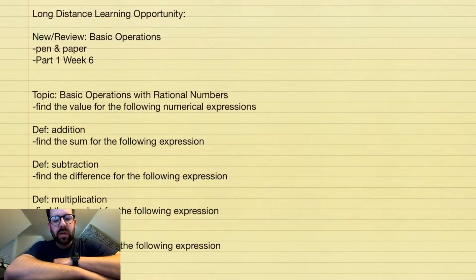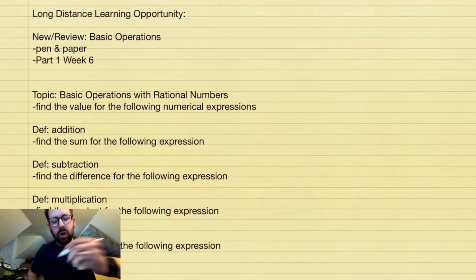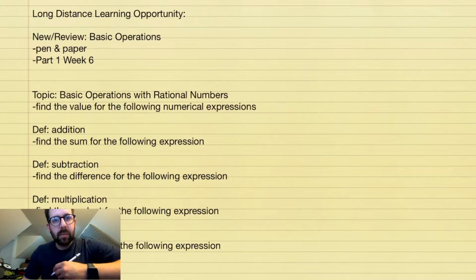So the vocab words that you're seeing in front of you, obviously we have the word addition. That means the sum of, that means to add numbers, right? And subtraction means to find the difference between numbers. Multiplication is the product between numbers, and division is the quotient of numbers. So those are like the keywords. I want you to remember those: sum, difference, product, and quotient. Those are the 4 that you can see there in front of you.